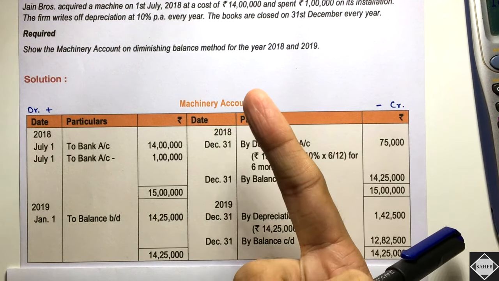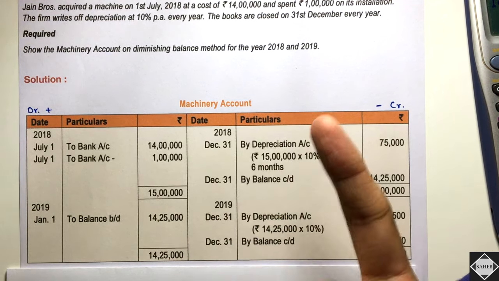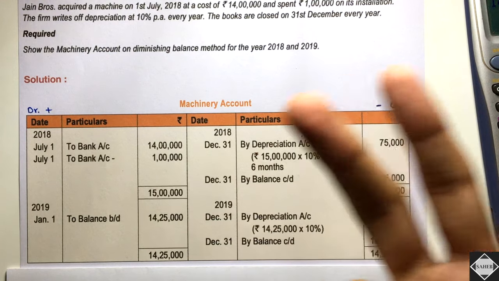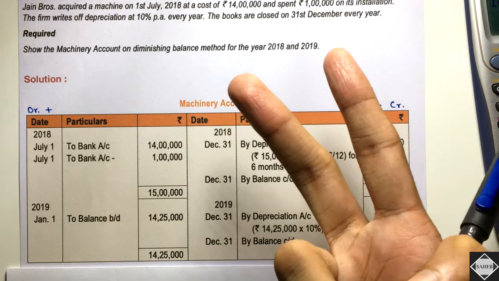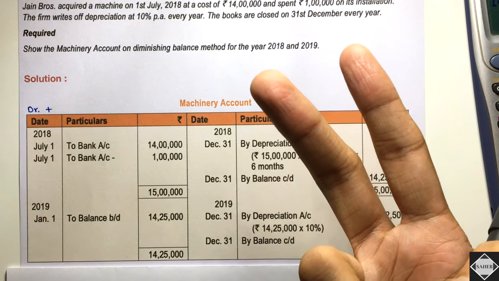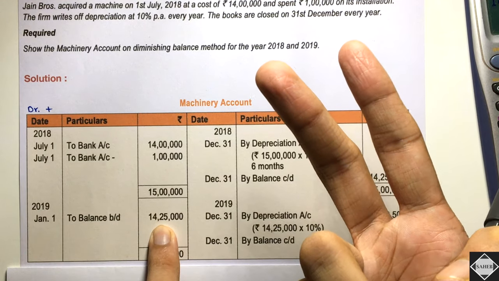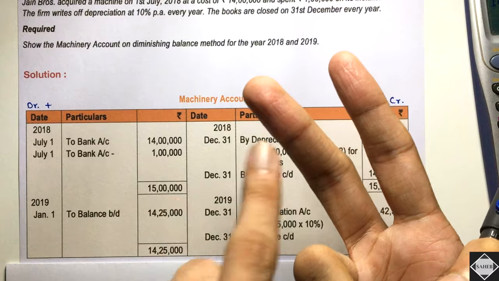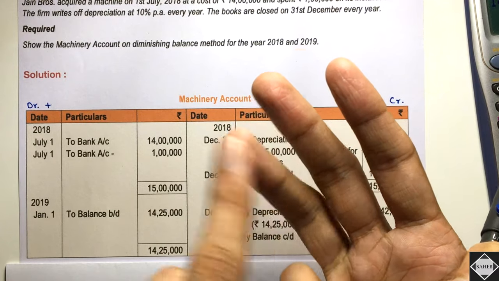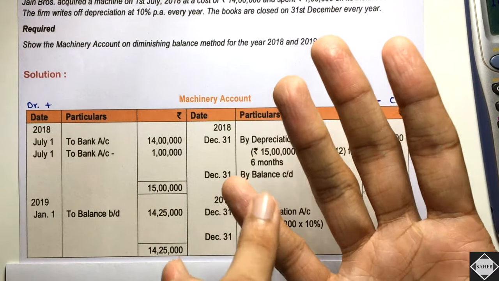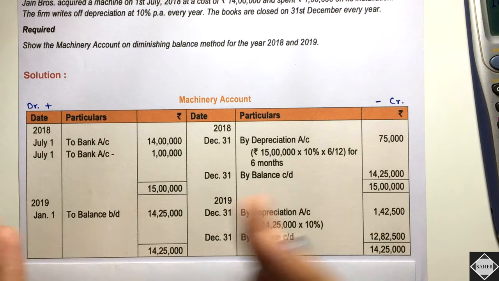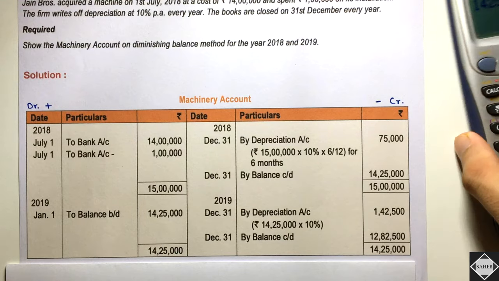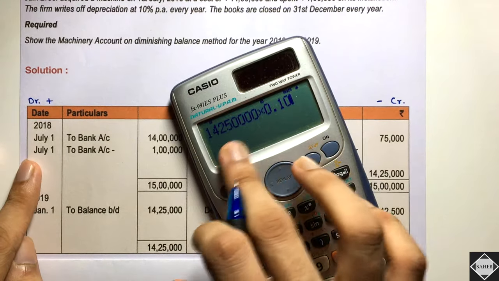How many tangible fixed assets do I have? Okay, I have one, right? What is the cost? Sorry, not cost. This is not straight line method. What is the WDV of this machine? The WDV is 14,25,000, the carrying value, the book value. On this, I have to charge the depreciation. What is the rate? 10% is the rate. For how long did I have this? I have this for complete 12 months. This is not the first year of purchase. For complete 12 months, I have this machine.